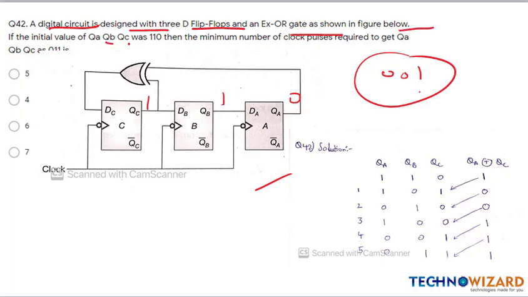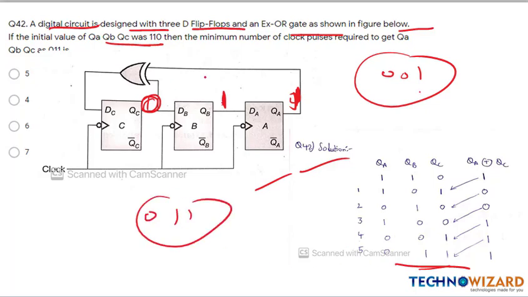If the initial value is given as 110, that is QA is 1, this is 1 and this is 0, and after 5 clock pulses, here you can see the solution, you will get the answer as 011. Now they have asked what is the minimum number of clock pulses. I have calculated this answer here.